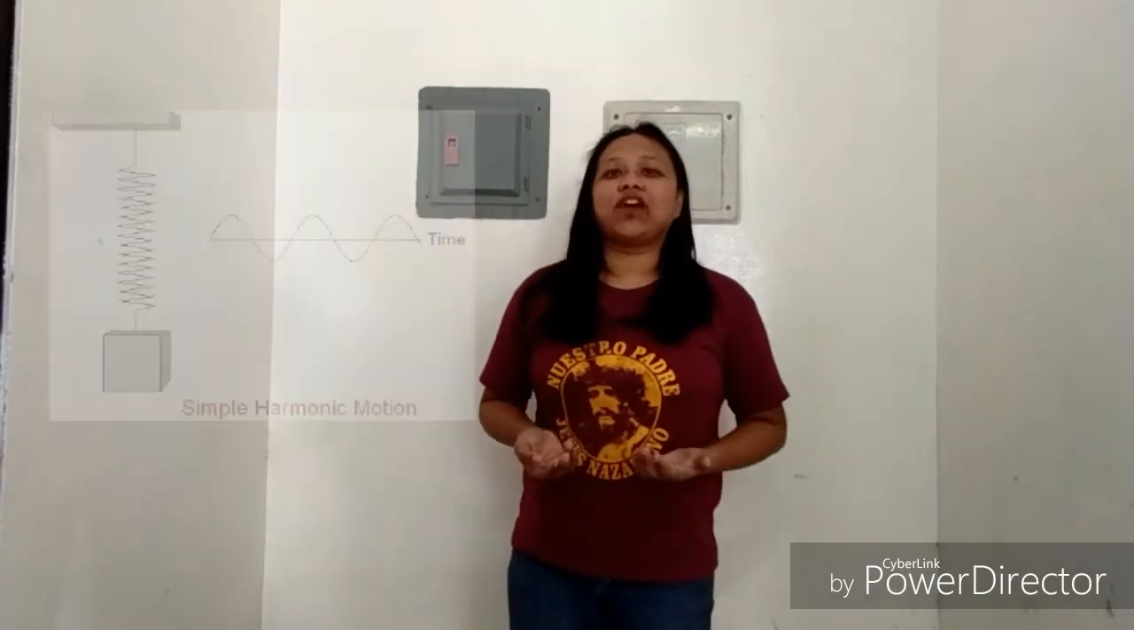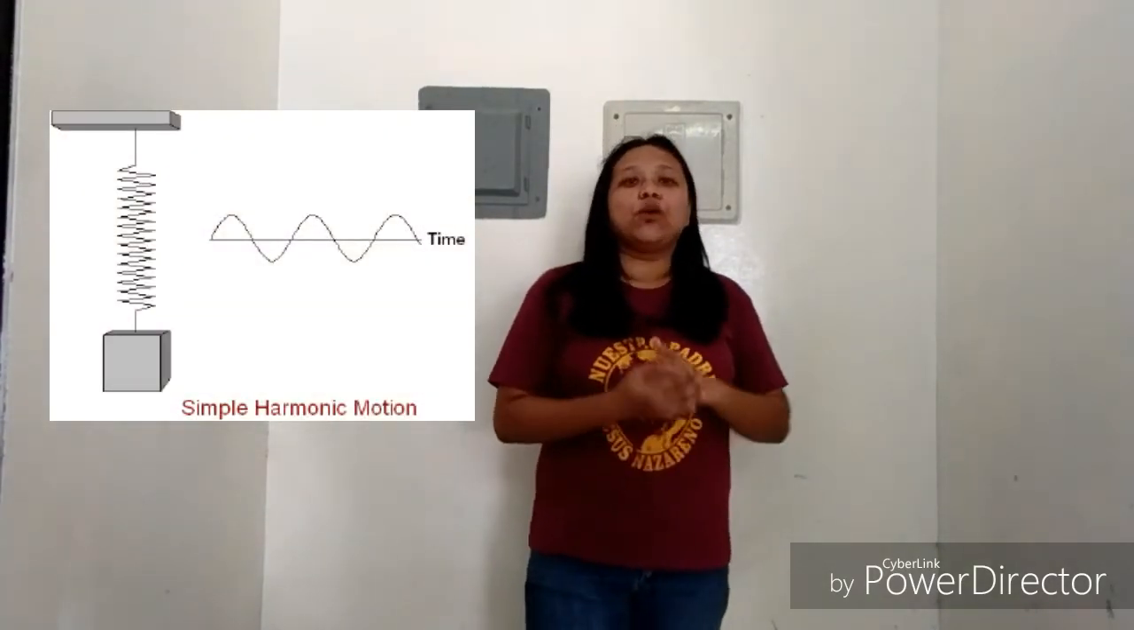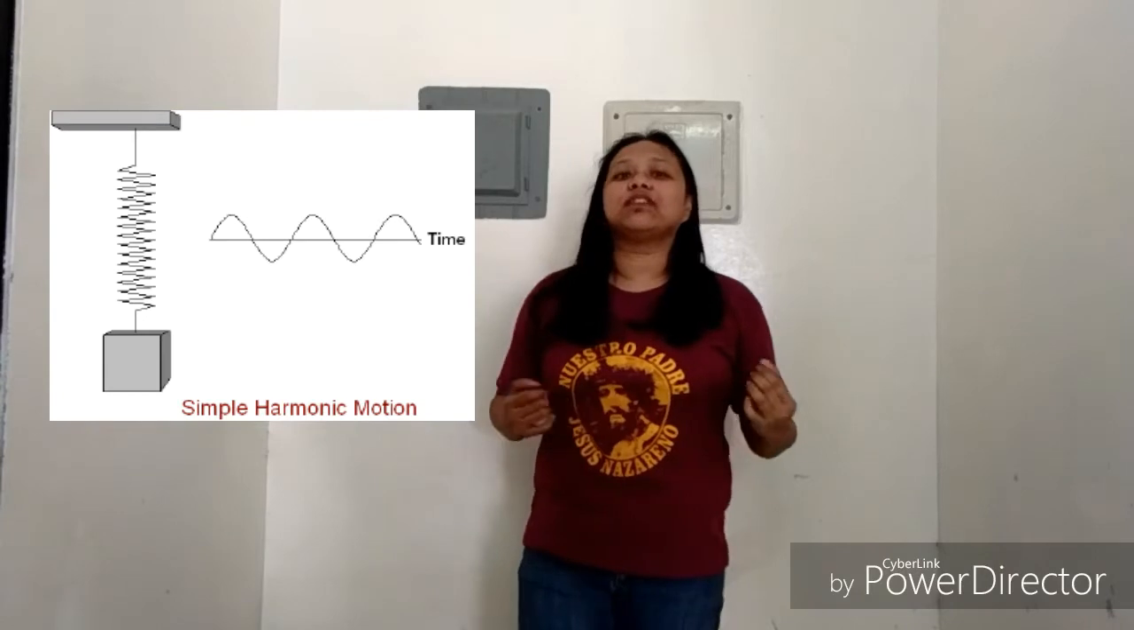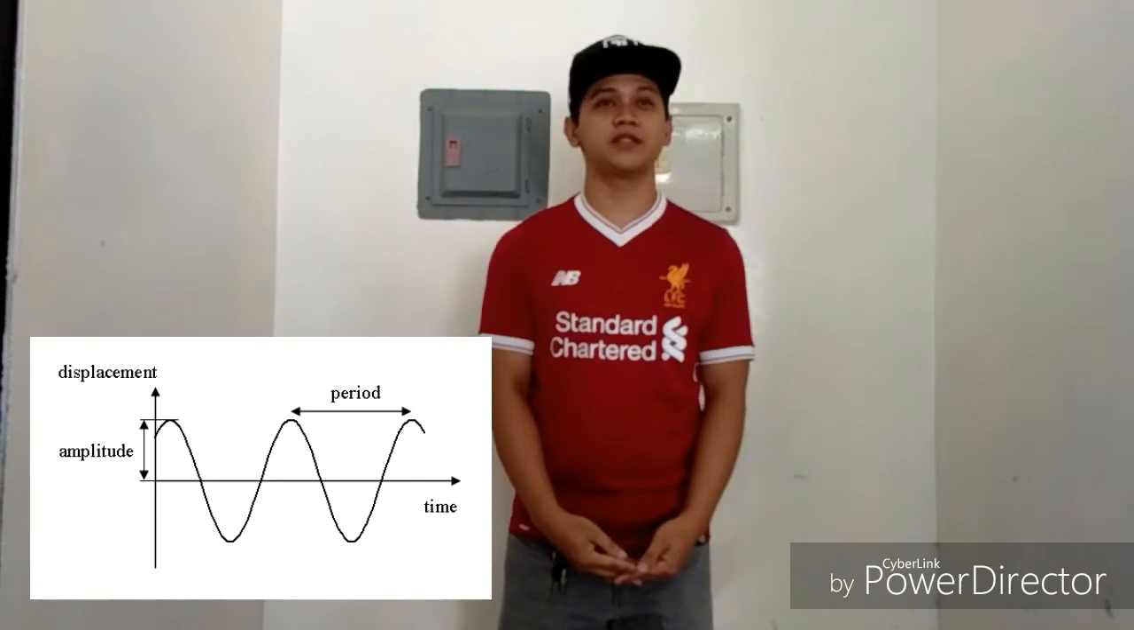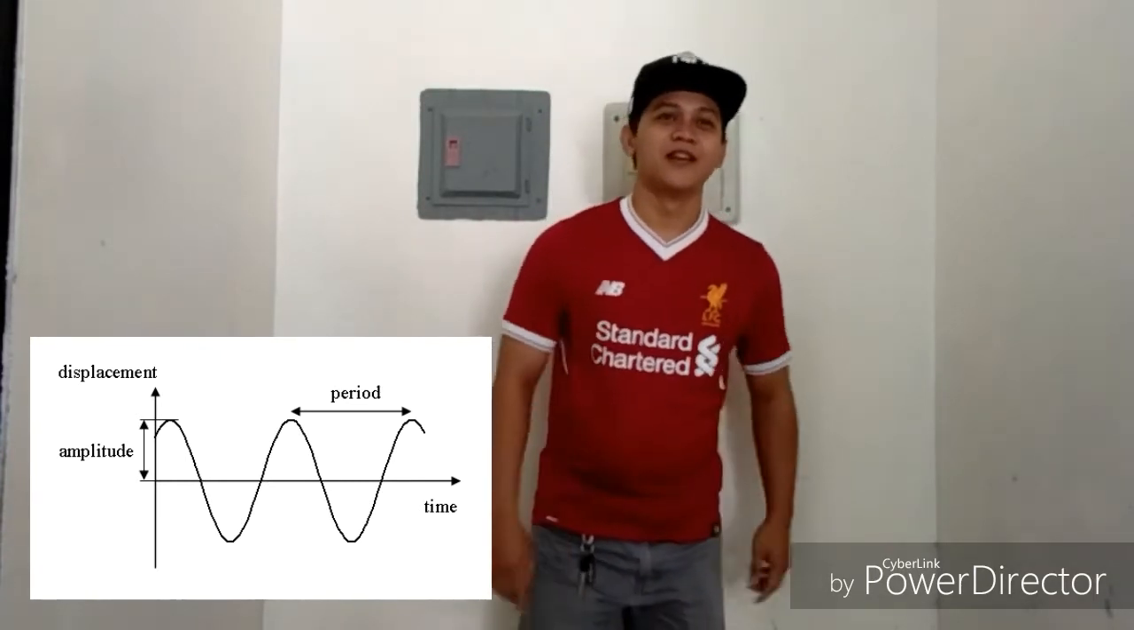The simplest model to describe vibrations is called simple harmonic motion. Simple harmonic motion is defined as the motion that takes place when the acceleration a is always directed toward a fixed point and proportional to displacement. Amplitude is the maximum extent of the vibration, measured from the position of equilibrium.